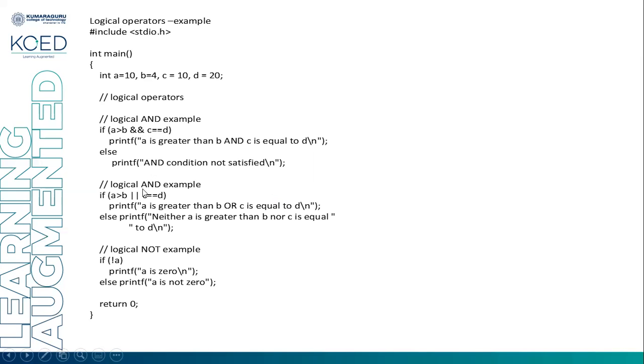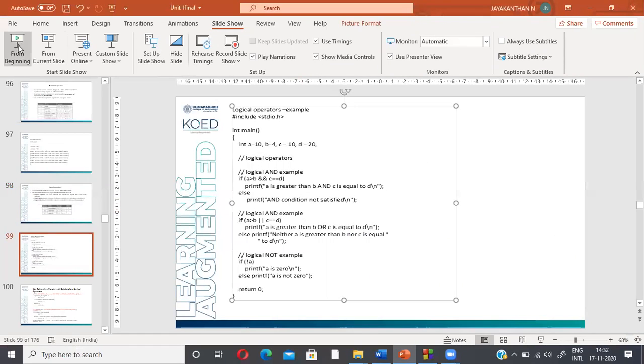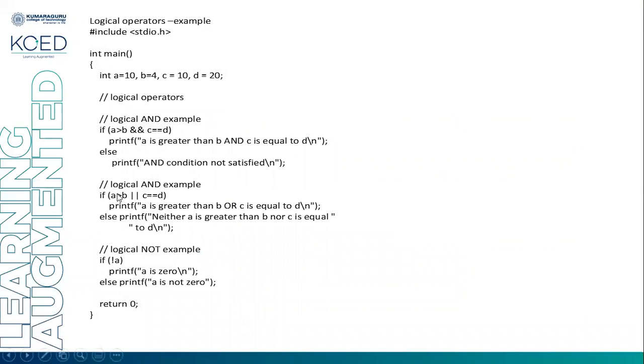The next section is the logical OR example. If a greater than b or c equal to d. So what is true here? a greater than b is true. c equal to d is false. If either one of the expressions is true, it will return true, otherwise it will return false. The condition is true because 1 OR 0 equals 1. a greater than b is true.